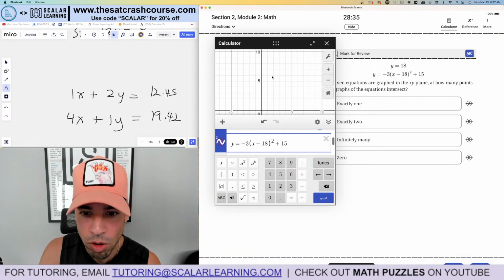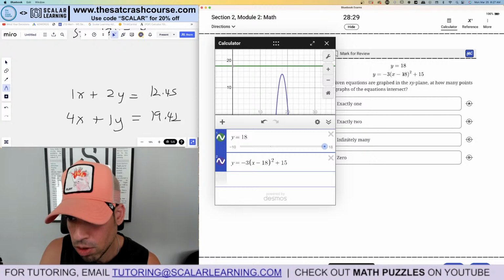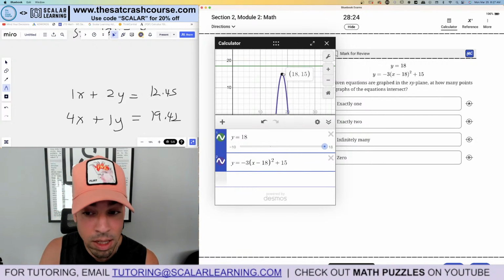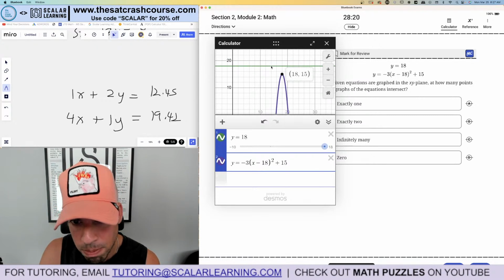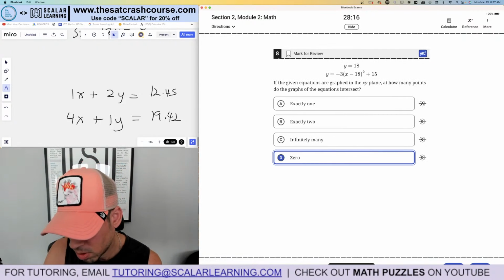Okay, so if we zoom out a little bit, you can see that they don't touch at all. And why did I know that? Because this is in vertex form. I knew the vertex is at 18, 15, and there's your vertex. And if that's the high, and it's negative, so that would be the highest point. And if this is at y equals 18, which is above that, it'll never touch. So 0 intersections, boom, done.